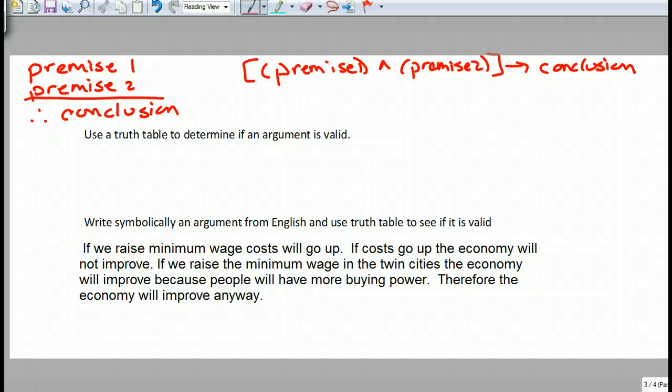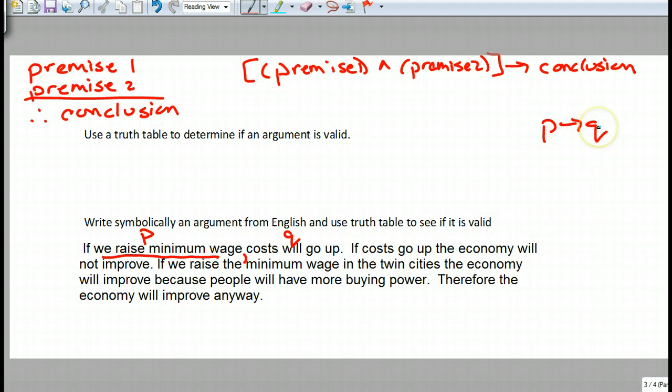Okay, so we want to put this into argument form like the above, where you have a premise, and then a conclusion. So let's just look at the first sentence. If we raise the minimum wage, costs will go up. So this would be our P. This would be our Q, correct? So we could first write this up as P then Q.